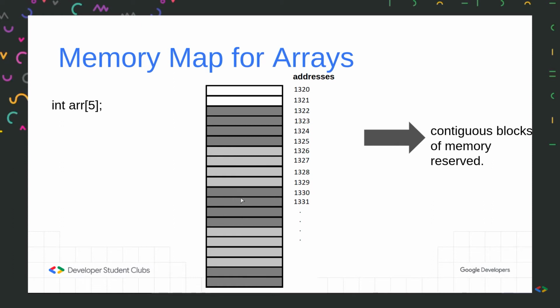The next 4 bytes for storing the integer in the third index of the array, and so on. So basically, we get contiguous memory allocation for our variable arr, and each element consists of 4 bytes. So this is how data is basically stored in the memory.